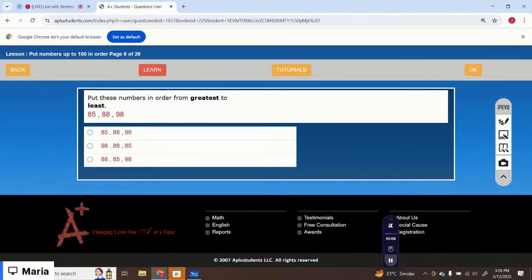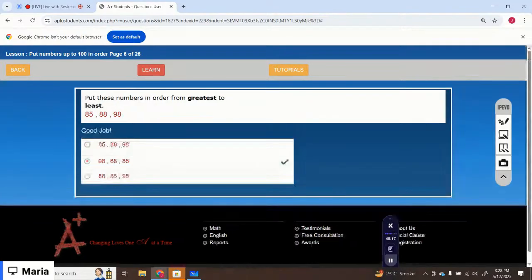Put these numbers in order from greatest to least, so which is the correct option? 98, 88, and 85. Option number 2 is the correct option.